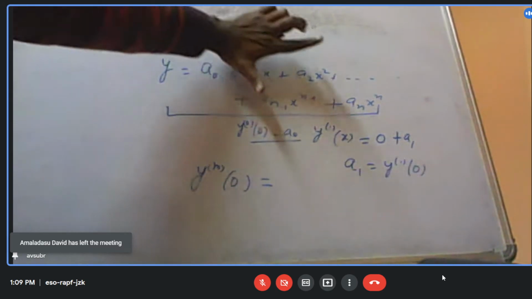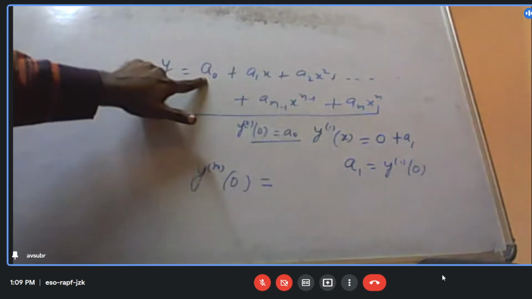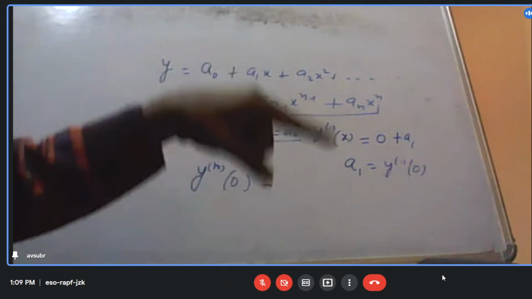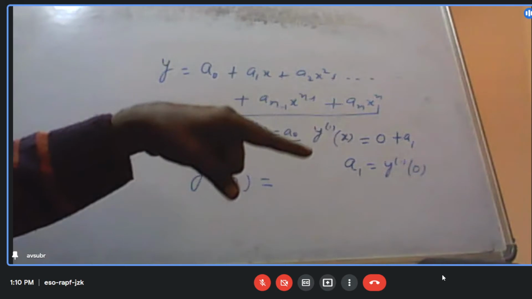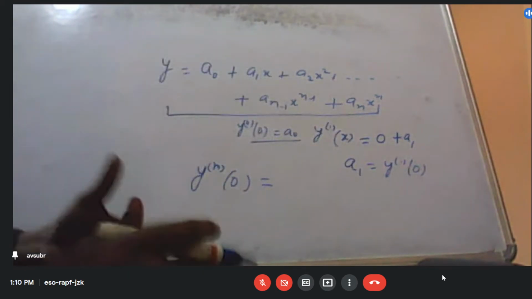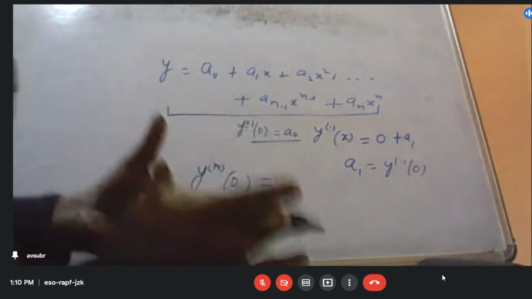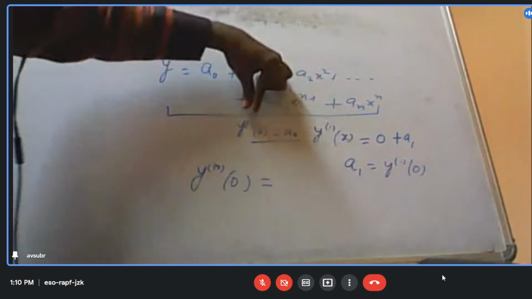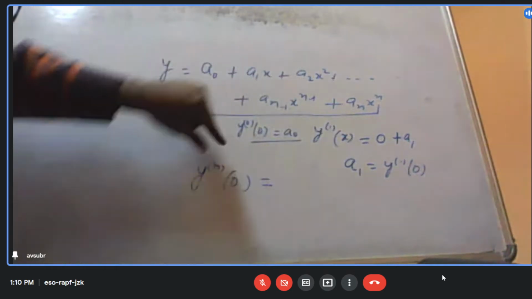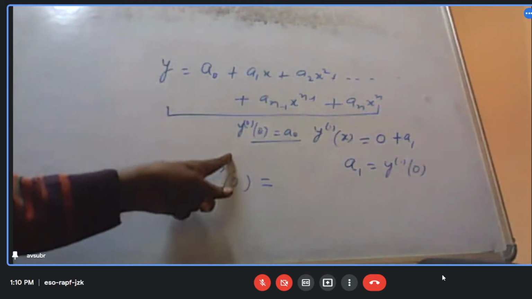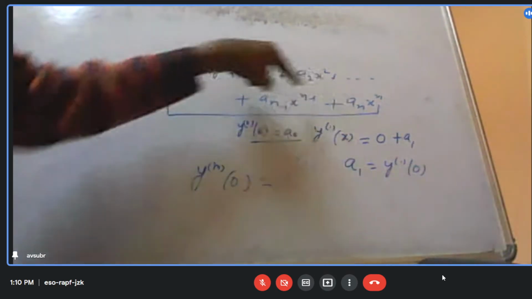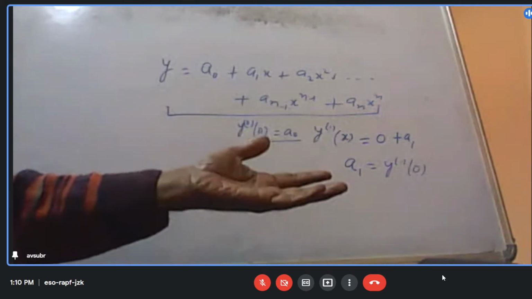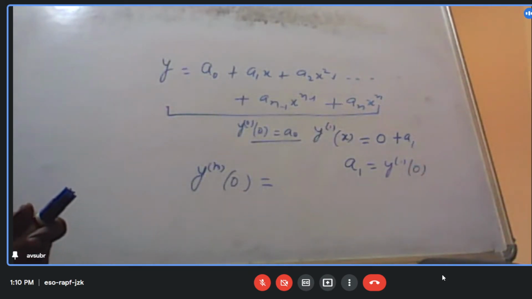If we put x equal to 0, everything else will vanish. What remains is a0. This 0 means we have not differentiated, so it is the same function. I put 0 just to be in consonance with this notation. It means I haven't differentiated it at all, but at x equal to 0, what will be the value of y? Obviously a0.